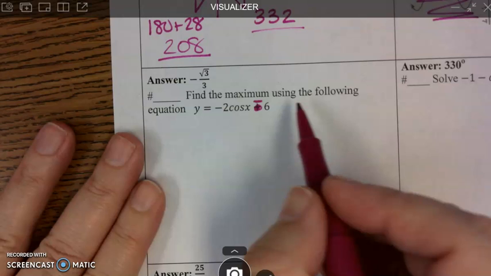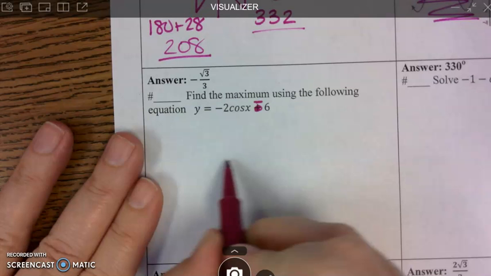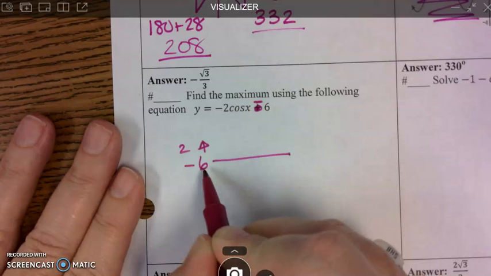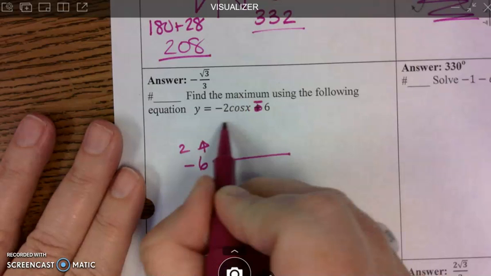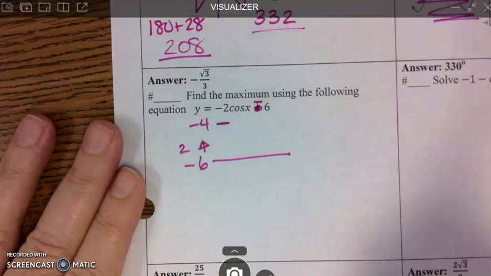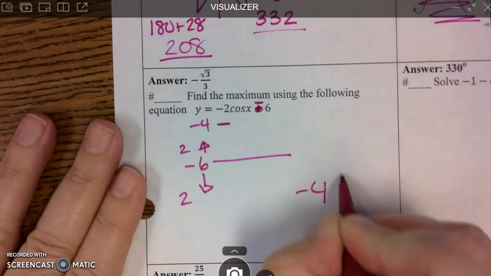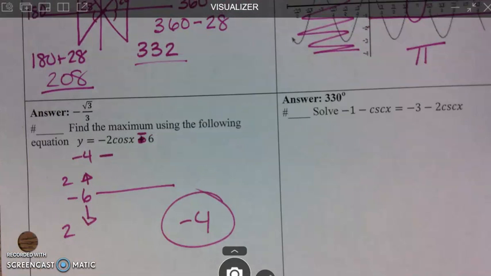Here we go. So I'm a drawer. So here's a -6. Amplitude is 2. So if I'm at -6 and I go up 2, that puts me at -4. We don't have to find the minimum, but if I had to, we would have gone down 2. But my answer is -4. Don't you love sweet problems like that?